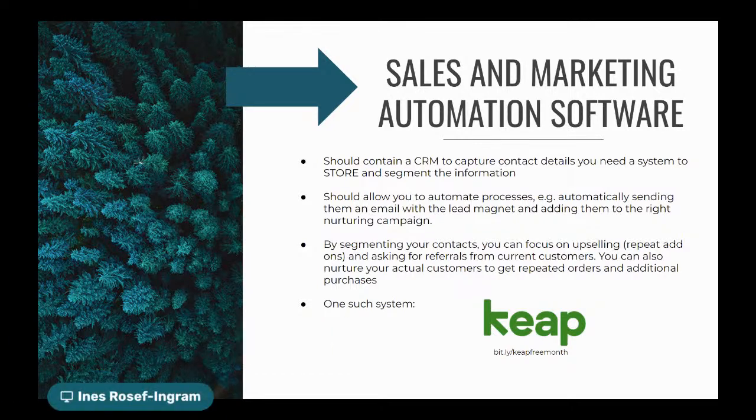And then, just a quick one, another thing you should be looking for in sales and marketing automation software is the ability to segment. By segmenting your contacts, you can know who's your existing clients, who's leads, who's ready for me to ask for referrals. You can nurture your customers and get repeat orders. So you should have the ability to segment your contacts.